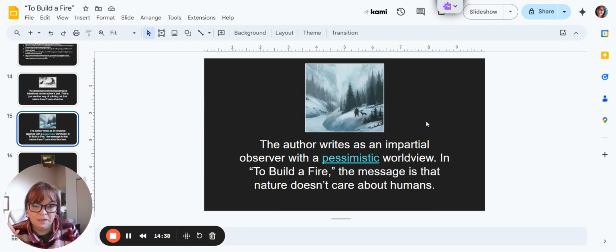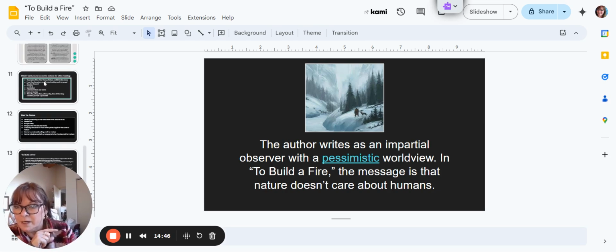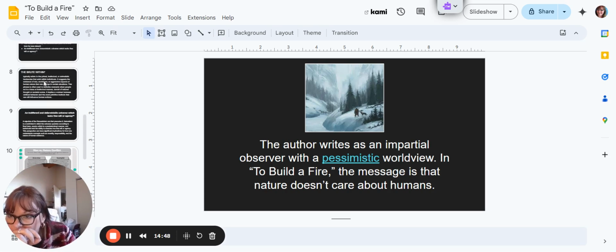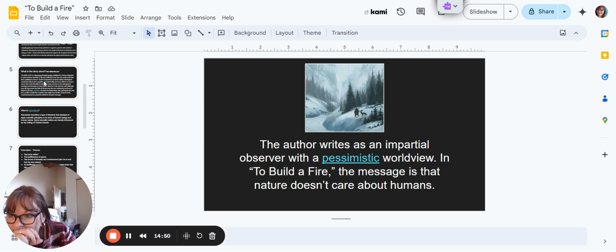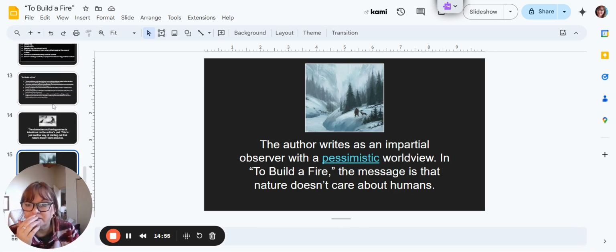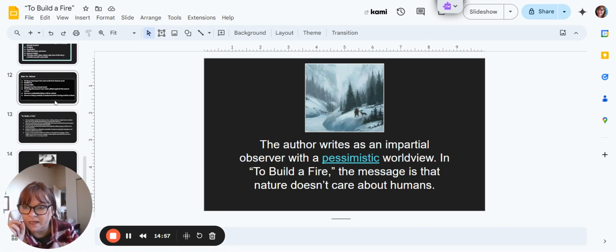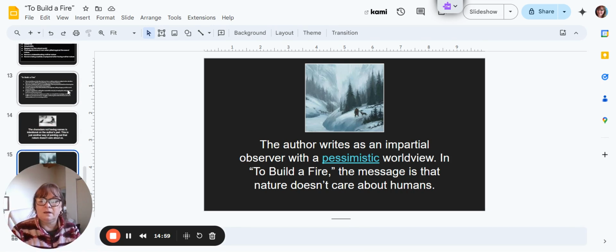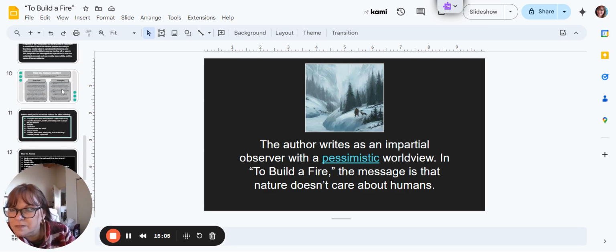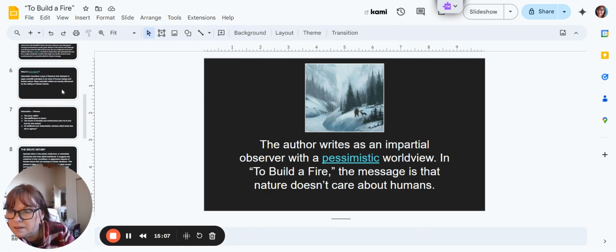I also want you to be thinking about the fact that the author writes as an impartial observer with a pessimistic worldview. If we think about that slide where I talked about, of course, now I'm not going to be able to find it. Oh, well, it just reminded me of something I had on another slide where this impartial observer, this scientific fact-based impartial view. I think it was when I was talking about naturalism, now that I think about it.